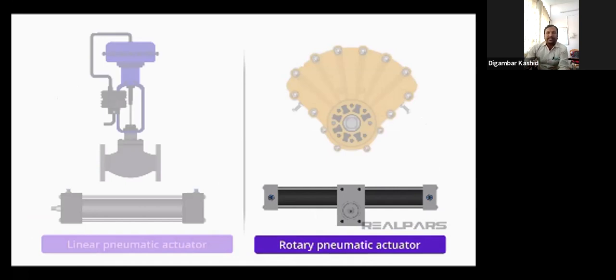This is a rack and pinion rotary actuator. Actually, this is a type of pneumatic actuator, and that is a pneumatic cylinder, a linear cylinder.